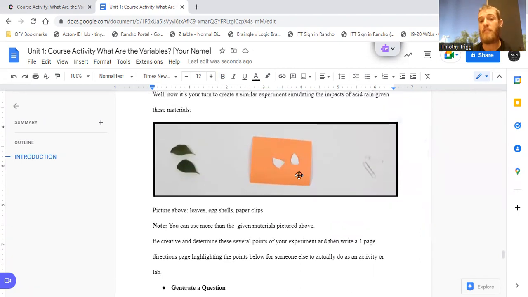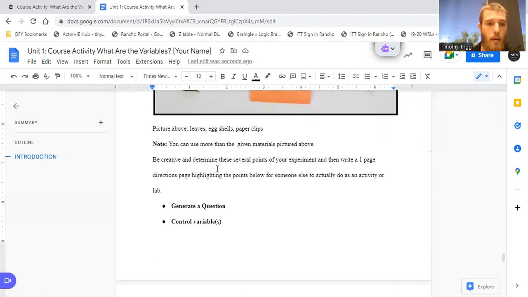On top of these materials, we also probably want to use vinegar. That's what they used in the experiment before. Remember the limestone chips? With that experiment, they used vinegar, and we could do the same here because it can simulate acid rain, since it's an acidic liquid. Be creative and determine these several points of your experiment, and then write a 1-page directions page highlighting the points below for someone else to actually do the activity or lab.